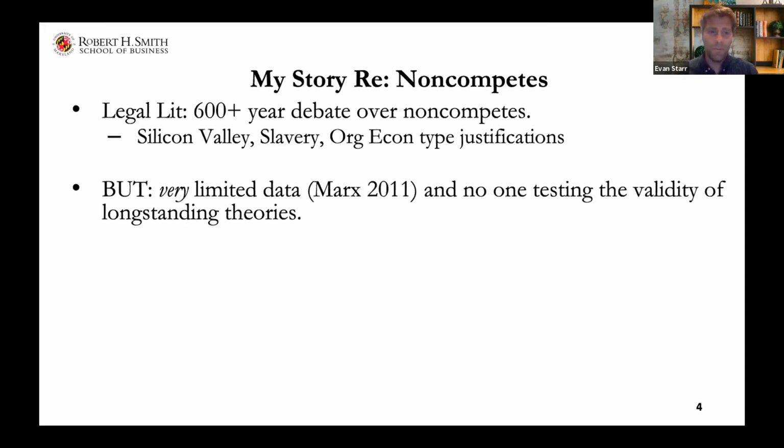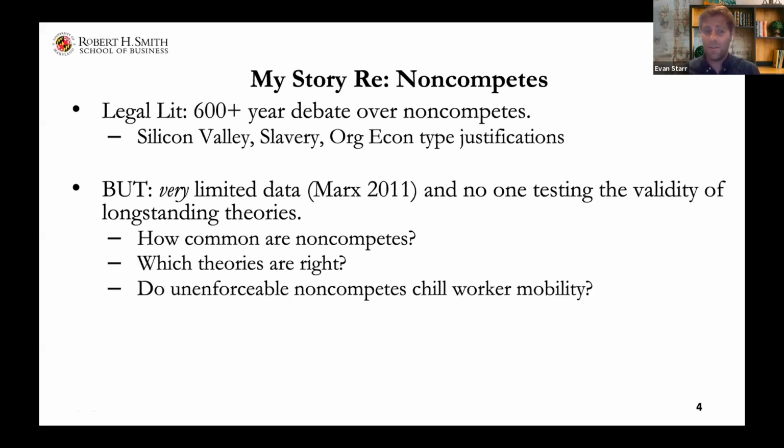Some of the questions I was interested in that we didn't have answers to were: how common are non-compete agreements? There were anecdotes of bartenders and hairstylists signing them, but did we really know? Which of these theories were right? There were arguments that even unenforceable non-competes exist and that they chill worker mobility. Do we have any evidence of that?